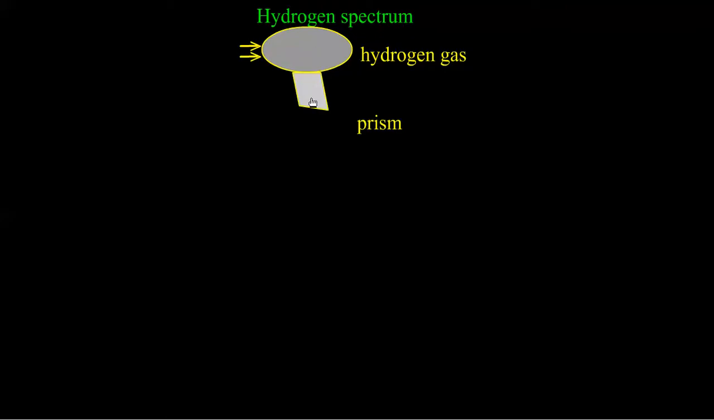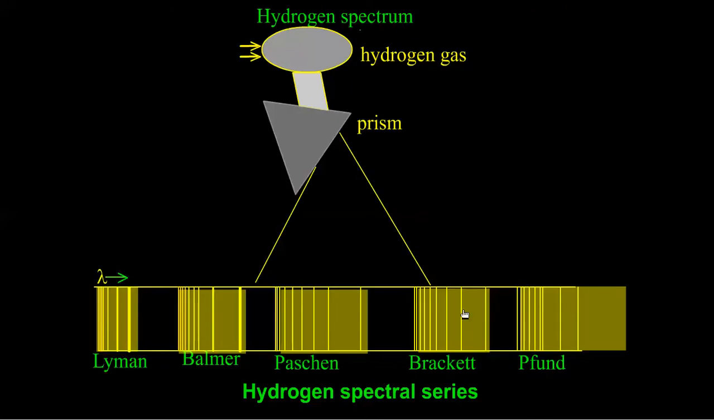These excited atoms emit radiation. Let this radiation be passed through a prism. So this gives the spectrum. As the spectrum is emitted by hydrogen gas, this is called the hydrogen spectrum. In this hydrogen spectrum there are 5 groups, number 1, 2, 3, 4, 5. Each group is called a hydrogen spectral series.